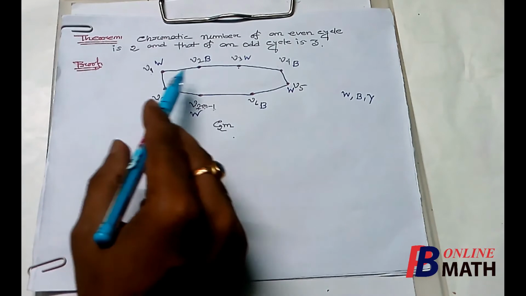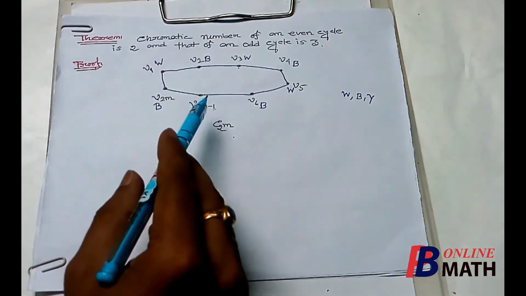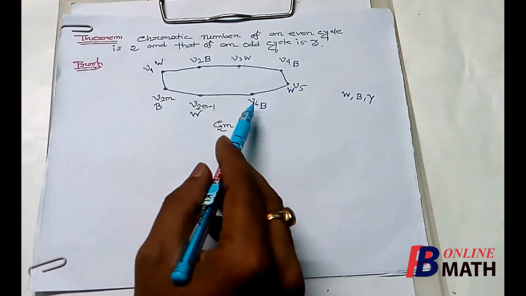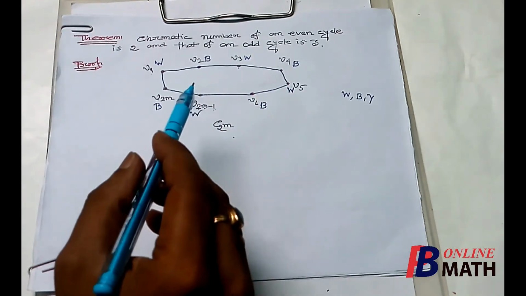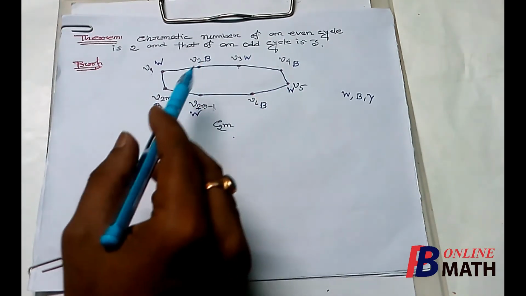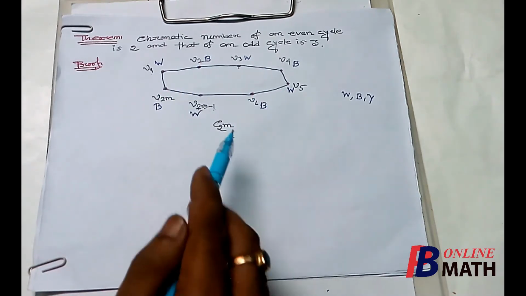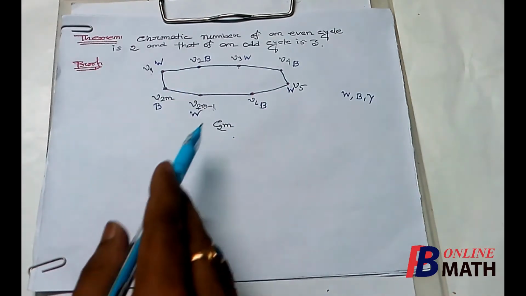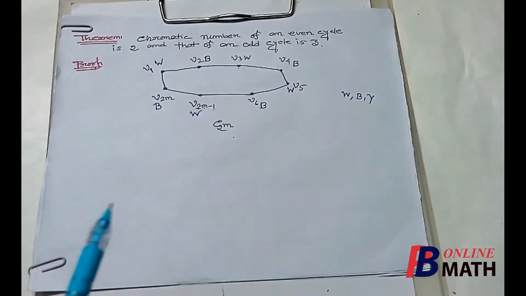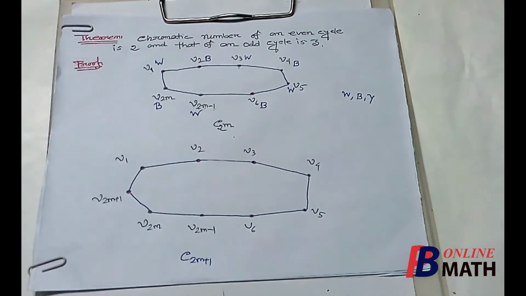So now if we consider this even cycle, we find that it can be colored with only two colors. Now this is the minimum number of colors required to color this even cycle. So here we find that the chromatic number of an even cycle is 2 because we can color an even cycle with only two colors. Next, let us find the chromatic number of an odd cycle. Next, we consider an odd cycle C2m+1 having 2m+1 number of vertices. So this is the odd cycle C2m+1.